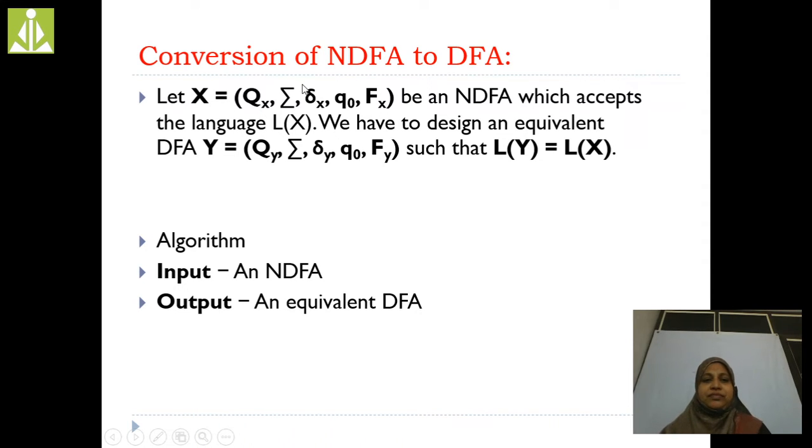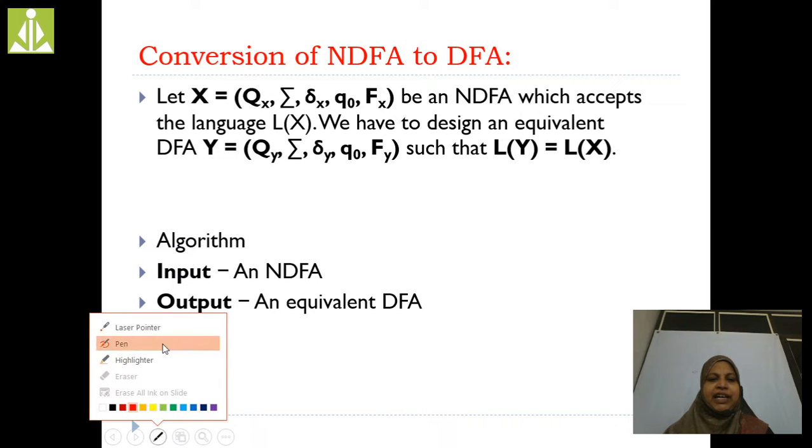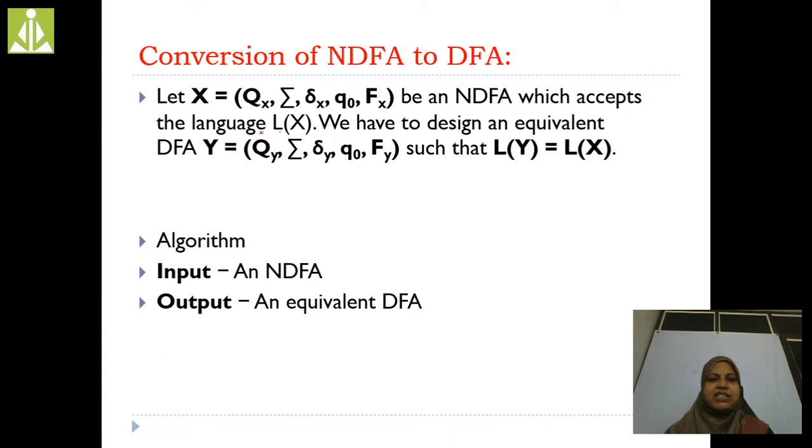Now in this session, I am going to discuss conversion of NDFA to DFA. See here, let X equal to (Qx, Sigma, delta x, q0, Fx) be an NDFA which accepts the language L(X). Generally, a language is represented by L, right? L of X. What is this L? L is the language. X is the NDFA or NFA.